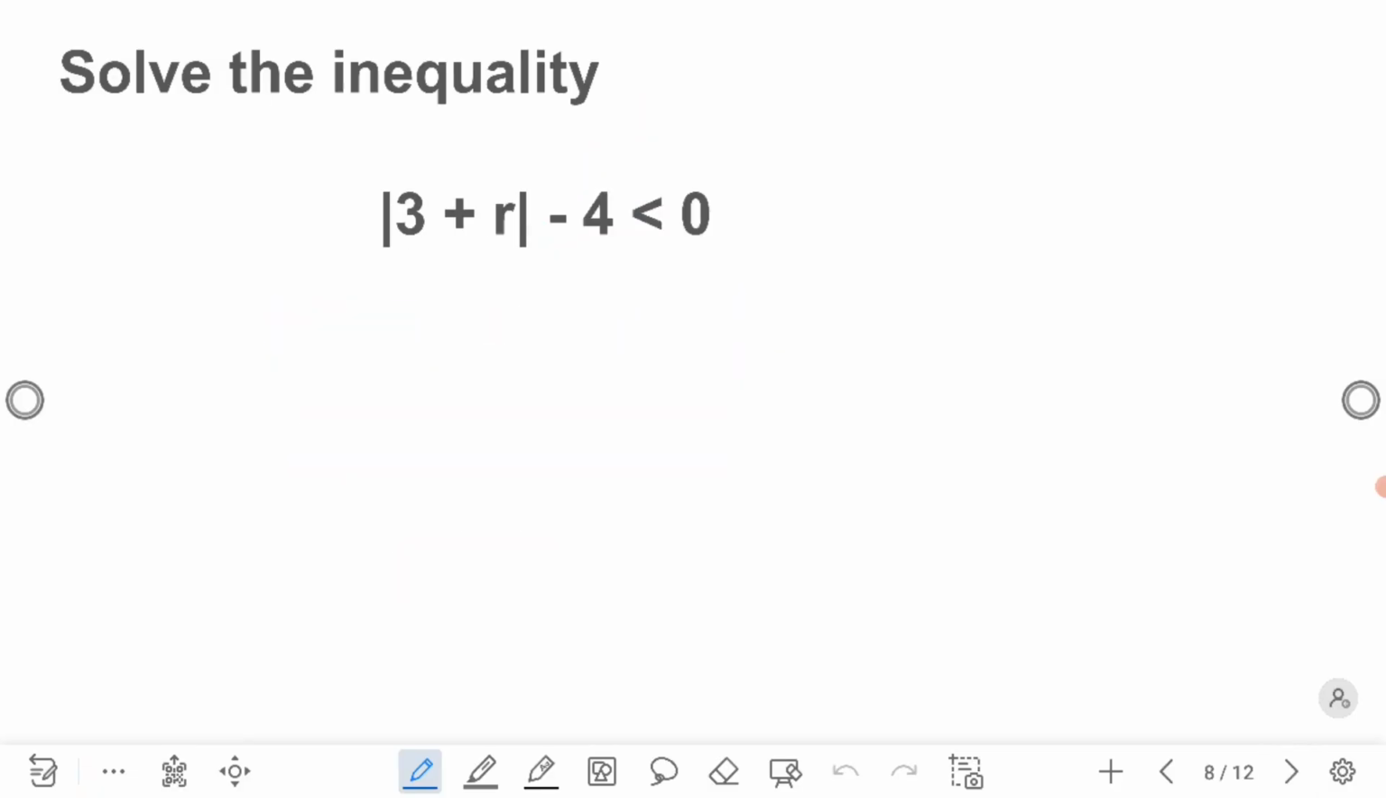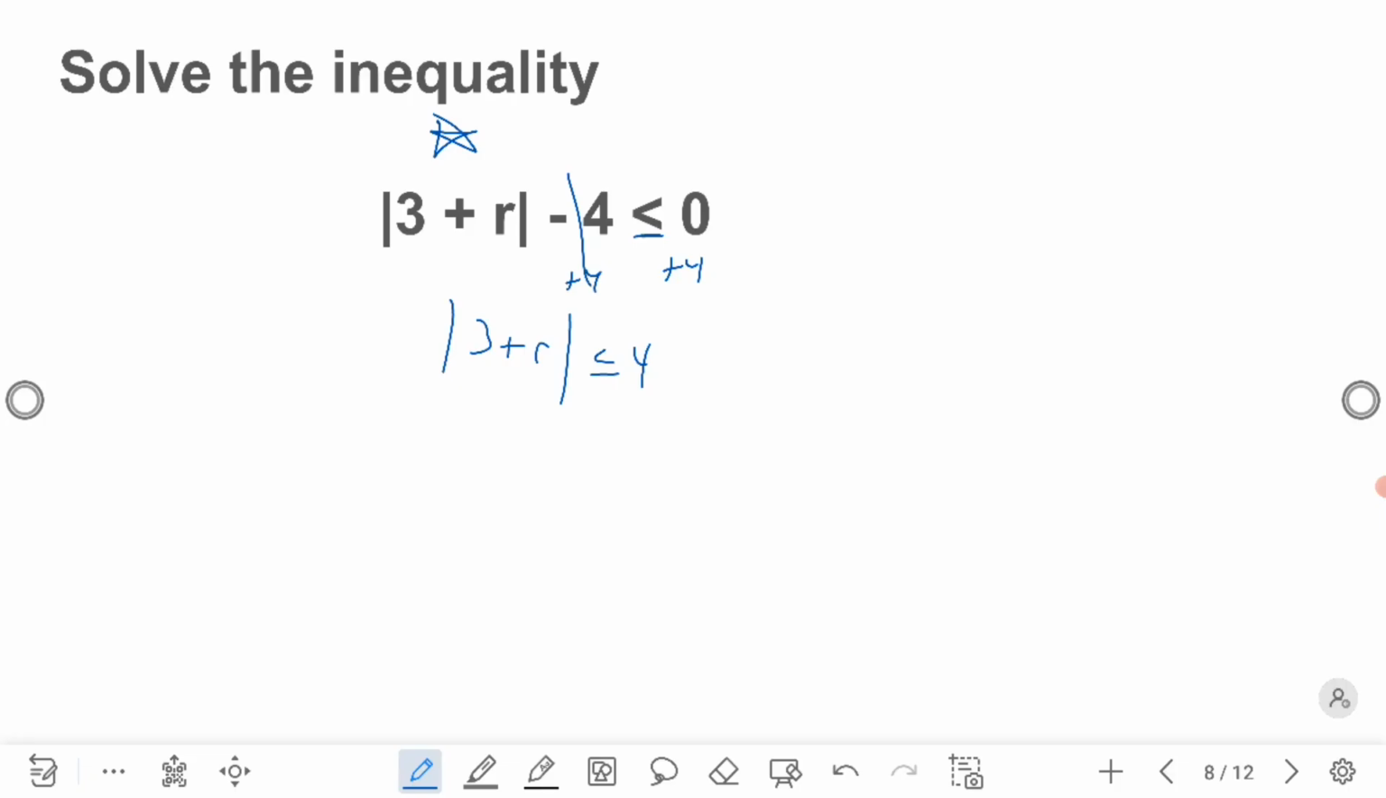All right, so this one's a little different. Okay, so this one, we don't have the absolute value by itself yet. And I'm going to go ahead and make this an or equal to. So on your paper, go ahead and make that or equal to. That way we can show you all of those. First I need to do is isolate the absolute value. So I'm going to add 4 to both sides. So now I have the absolute value of 3 plus r is less than or equal to 4.